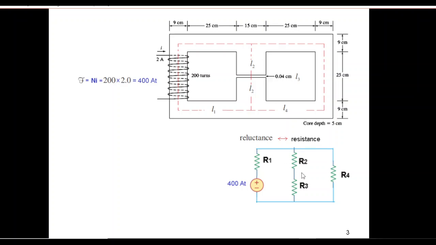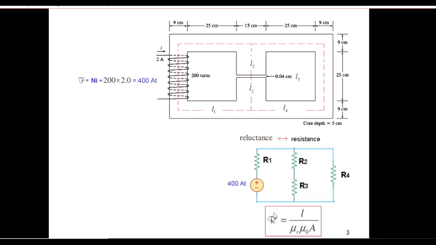So these two are in series from the equivalent circuit, and then in parallel there is another reluctance or another portion of the core, so this will give us R4. Now we'll name the length, this length from here or from here all the way up to this point is called L1. This is L2, this gap is L3, and the right hand side is L4. So first of all we need to calculate all the L's.